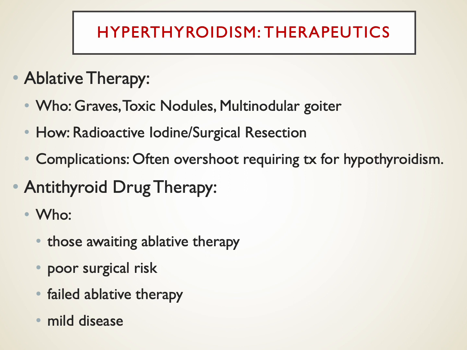Who's a candidate for the drug therapy that we have? Well, let's first say that drug therapy is somewhat limited in how effective it is, and for the most part it's really a short-term stopgap approach for patients. Typically, we'll use anti-thyroid drug therapy for patients who are awaiting ablative therapy, patients who are poor surgical risks, if they failed ablative therapy, or if their disease is mild. So we do use them. Most often it's short-term. Sometimes it's longer-term.